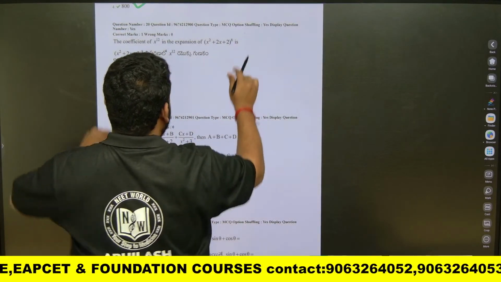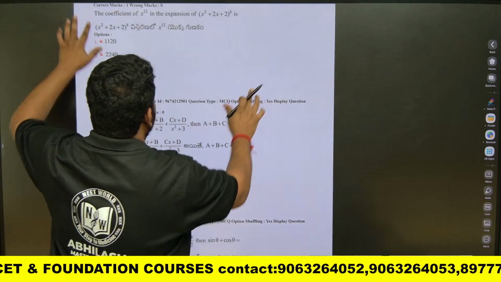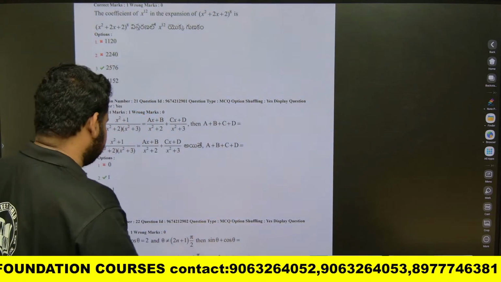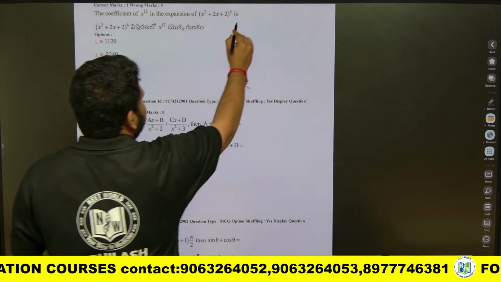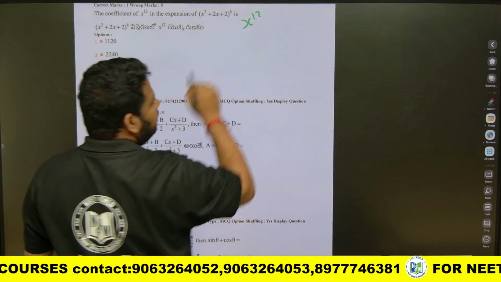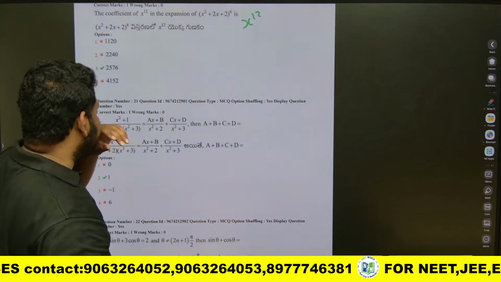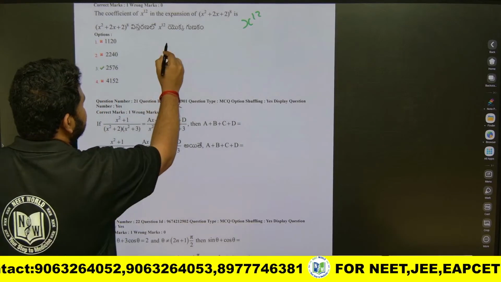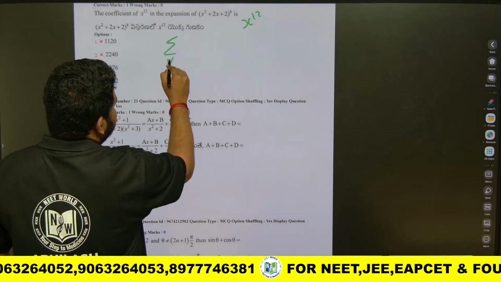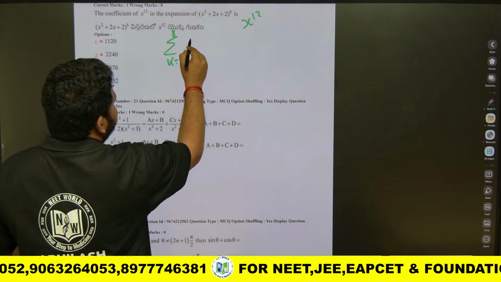X to the power of 12. For that we have to find the coefficient of x to the power of 12. Okay, so we are asked to find the coefficient for this term. For this we have to write it down in this form. So here it is summation, k runs from 0 to 8.